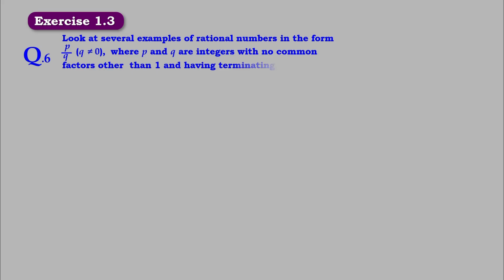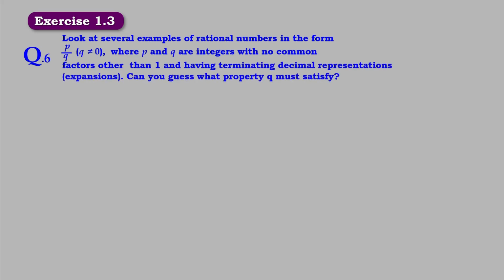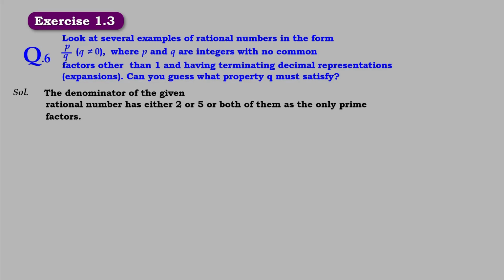Now question number 6. Look at several examples of rational numbers in the form of p by q where q is not equal to 0, where p and q are integers with no common factors other than 1 and having terminating decimal representation or expansions. So can you guess what property q must satisfy? Okay. So let us take a look at the problem first.